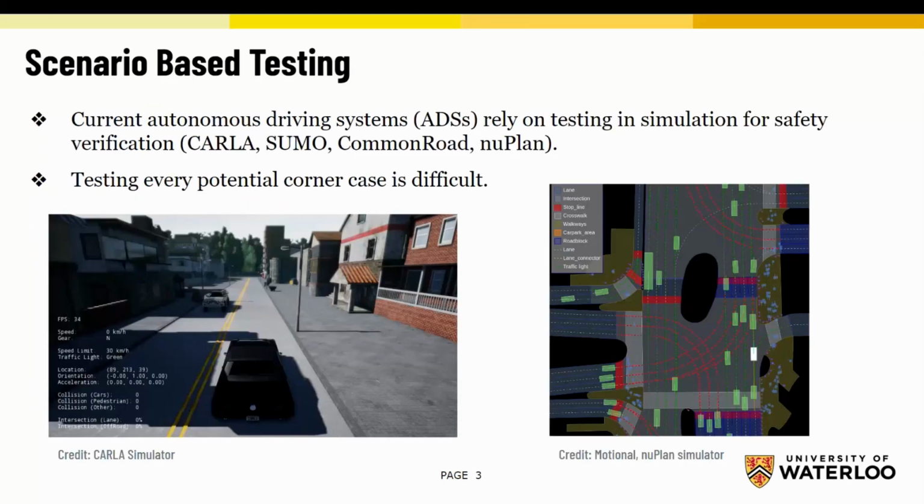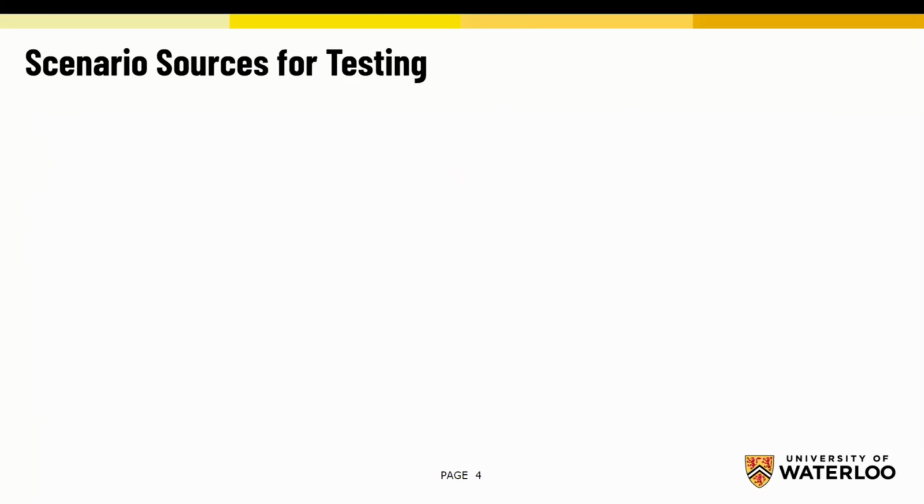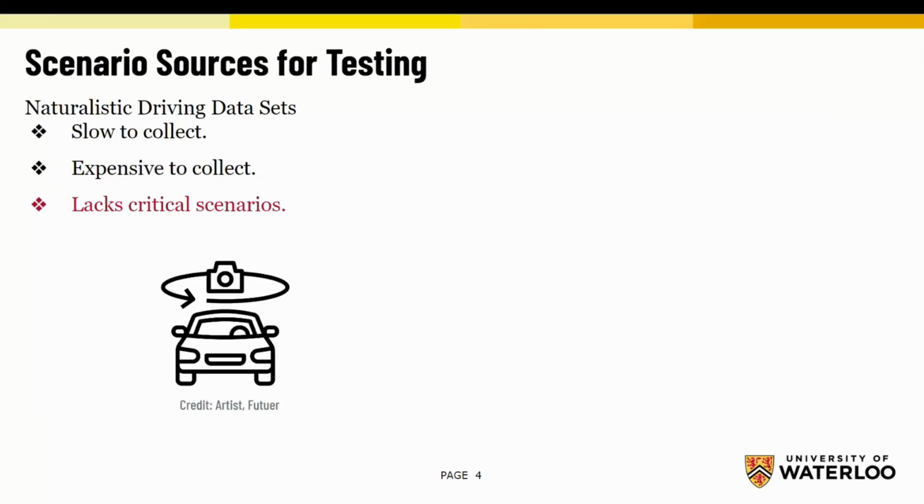Okay, so scenario-based testing is one of the main ways that we try and verify the safety of autonomous driving systems. Before you put an autonomous driving system on the road, you have to test it in simulation. But testing every potential corner case is very difficult. If you want to do scenario-based testing, you need to get the scenarios from somewhere. And you've got basically two major areas you can pull from.